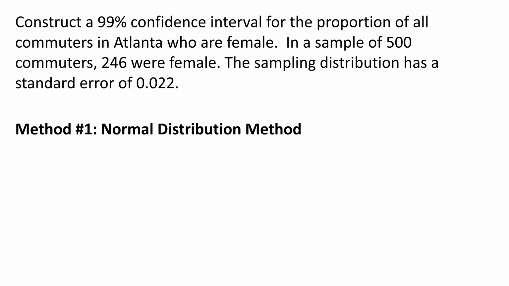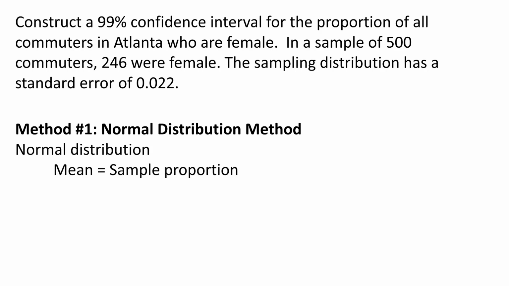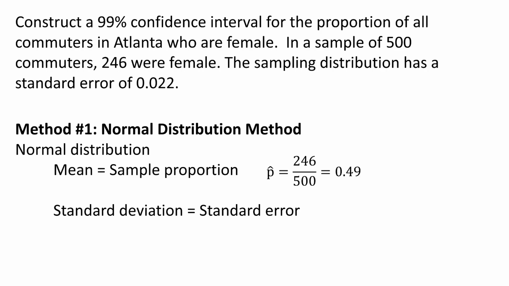The first method that I'll demonstrate is the normal distribution method. This is where we construct a normal distribution with a mean equal to the observed sample statistic. Here, this will be a sample proportion, and a standard deviation equal to the standard error. The sample proportion we can compute as 246 out of 500, which is 0.49.